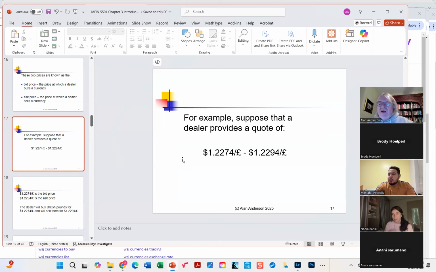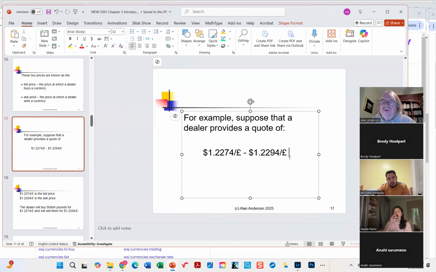And so here's another example. If you see these two numbers, that means I can buy at this price and I can sell at this price. Now, these numbers are very close to each other, which means this is likely to require a very large transaction. Otherwise, you're not going to see numbers like this.